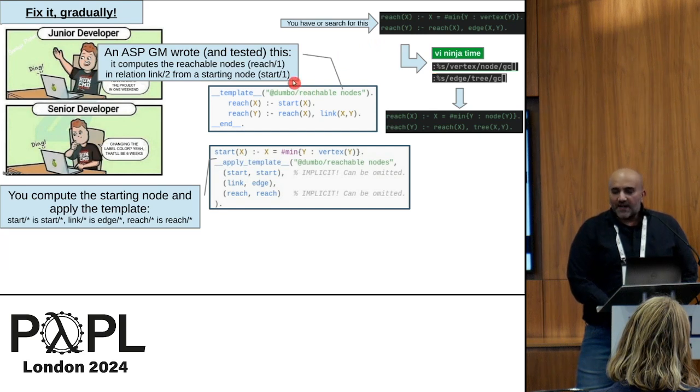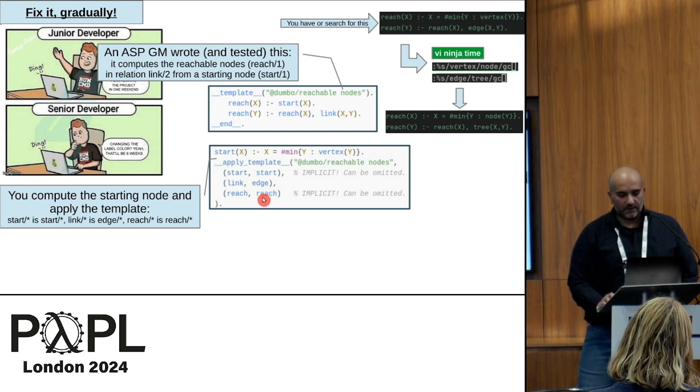Now, you trust the grandmaster, you read the description, and then you say, okay, I need to compute the starting node that I have to place in this predicate, so let me compute this. It's essentially the first rule. Then I apply the template, and I tell you I would like the starting node to be in the start predicate. This is implicit. The relation link, for me, is the relation edge, the one I'm interested in, so I want this mapping. And the result I want to have in the reach relation. Again, it's an implicit thing.